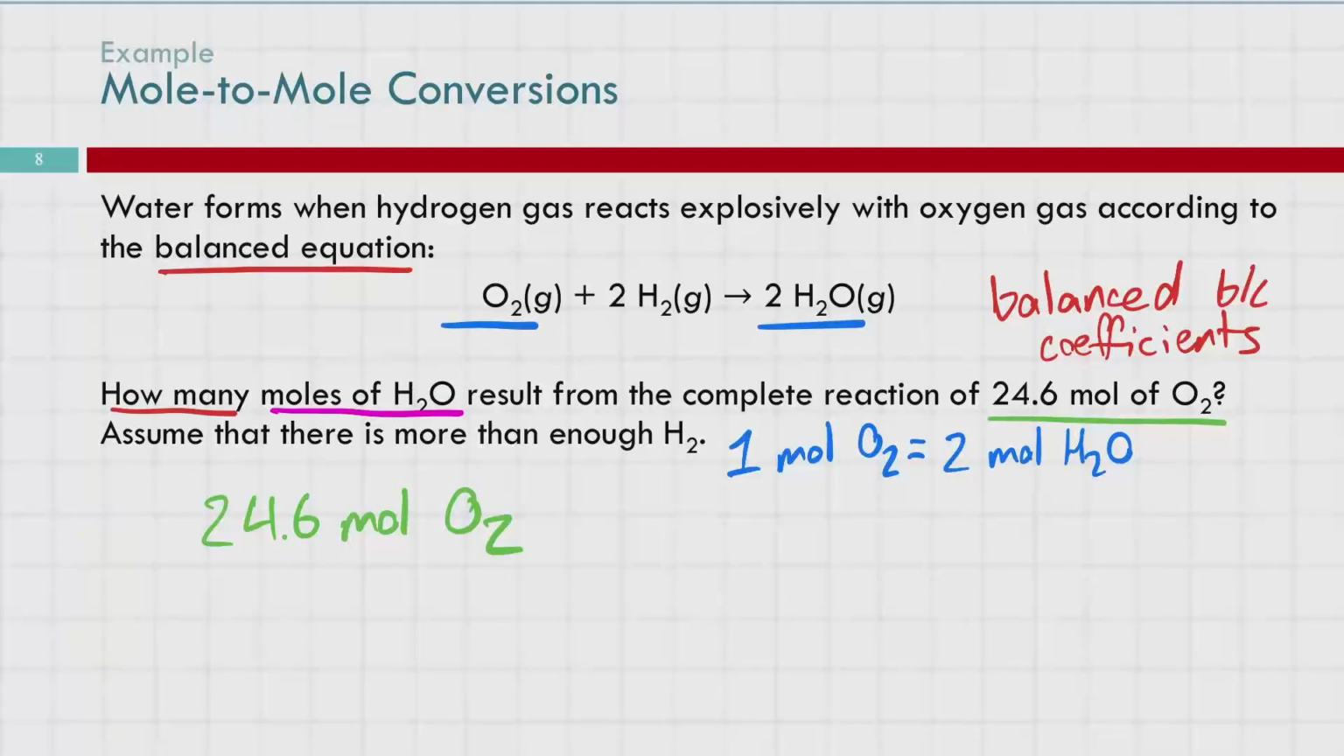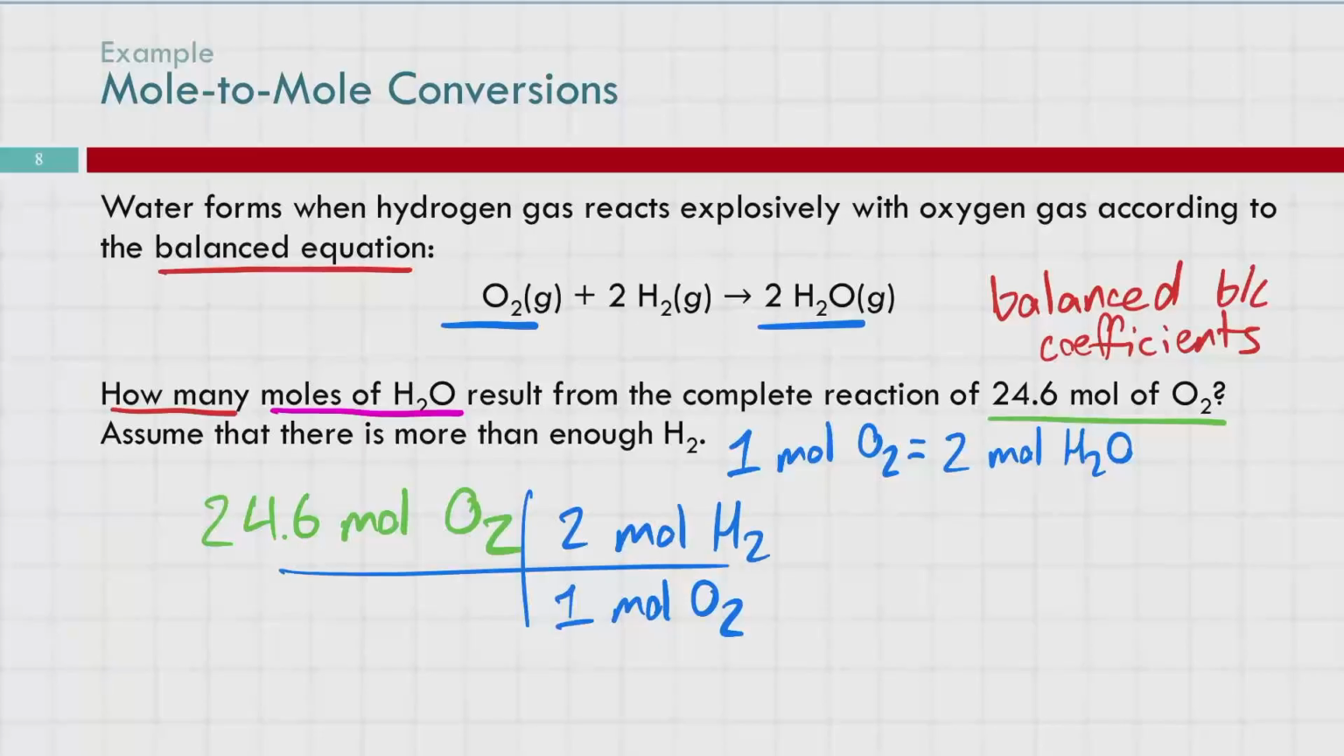There's our conversion factor. We have moles of O2, so the 1 mole of O2 is going to go on the bottom. That way it cancels out, and we'll put the 2 moles H2O on the top because we want to get to moles of H2O. Crossing through our moles of O2, we are left with units of moles H2O, and it should be 49.2 moles H2O.